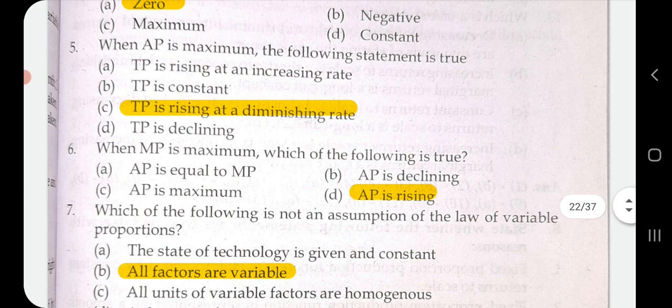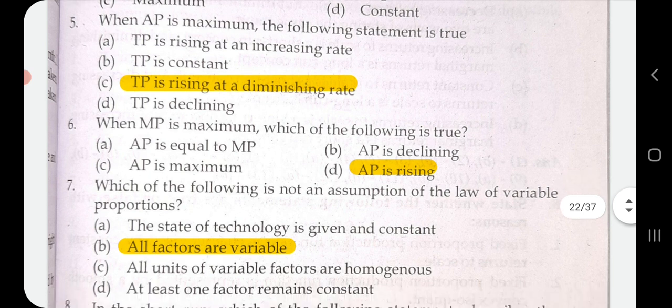Sixth question: when marginal product is maximum, which of the following is true? And the answer is average product is rising. Seventh question, which of the following is not an assumption of law of variable proportion? And the answer is B, all factors are variable.